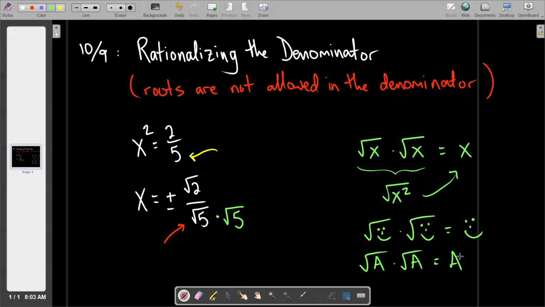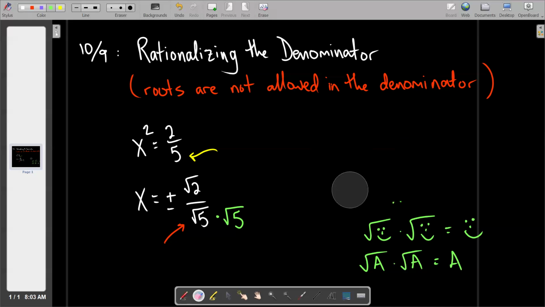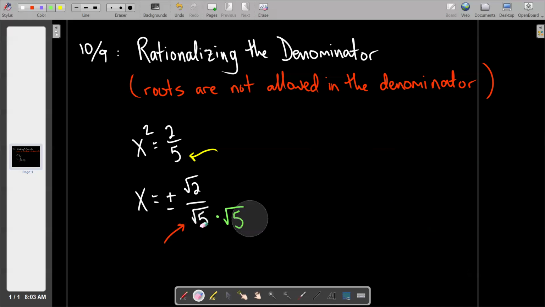It's a great trick to have in your back pocket, because now anytime I don't like a square root in a certain place, I can just multiply it. I can unalive it essentially by just multiplying it by itself. Now, if I multiply the bottom of this fraction right over here by the square root of 5, we also have to multiply the top by the square root of 5. Correct?